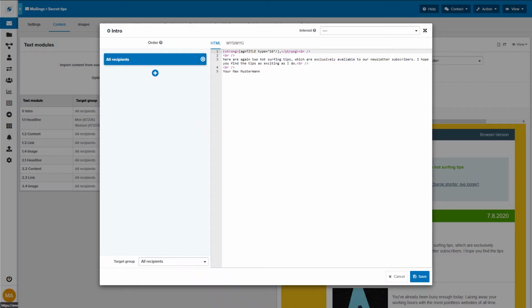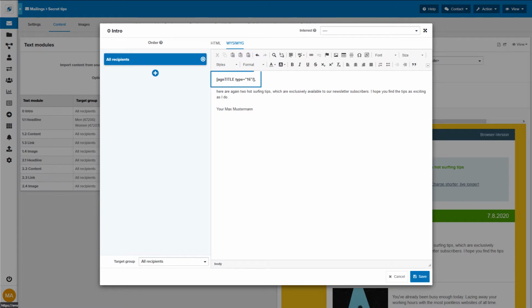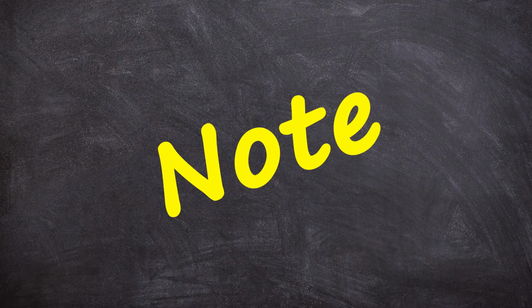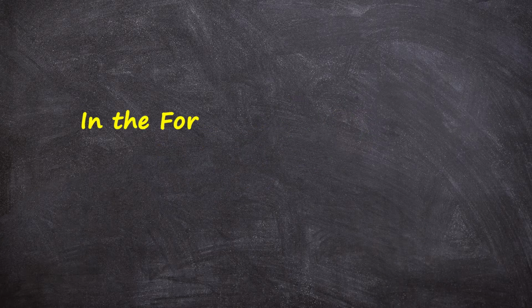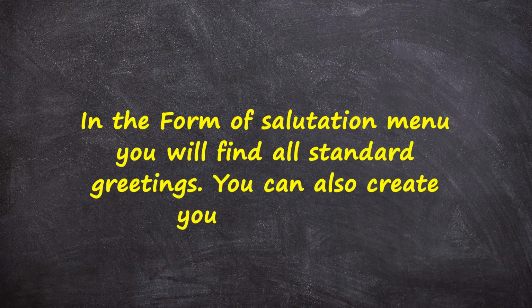Here you can now edit the content. Switch between HTML and WYSIWYG editor as desired. The individual salutation is inserted by means of an AGNITAS tag. Note: in the Form of Salutation menu, you will find all standard greetings. You can also create your own here.